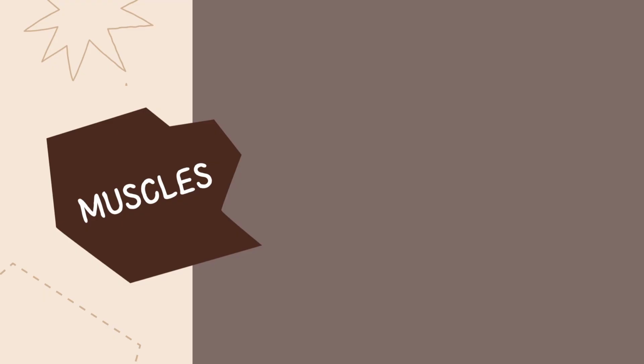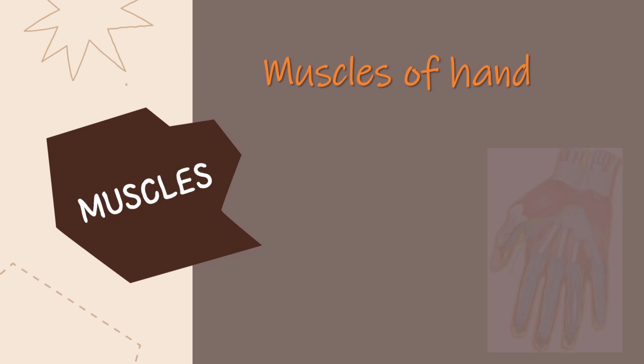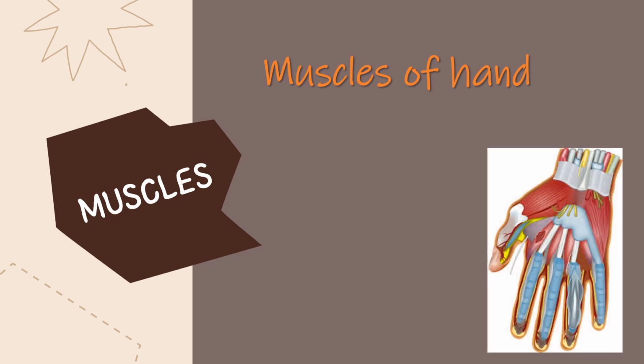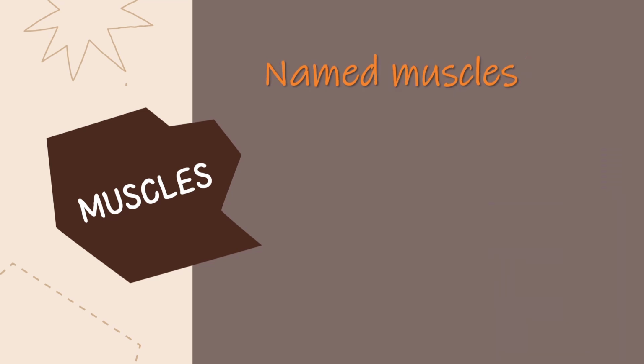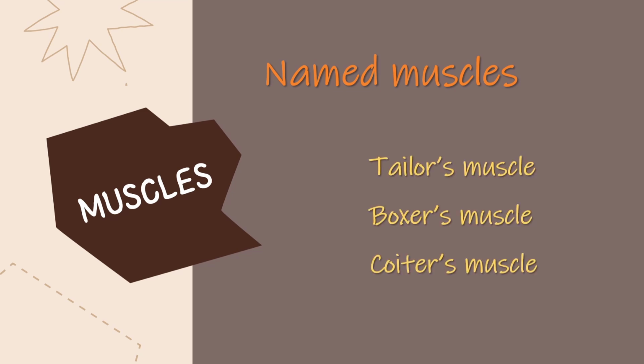First, muscles. Though all the muscles are very important, hand muscles are frequently asked. They are frequently asking questions from the hand muscles about their action, about their nerve supply, and etc. Next, named muscles. Few muscles are having other names. For example, sartorius is known as Tailor's muscle. Serratus anterior is also known as Boxer's muscle. So these types of questions can be asked.